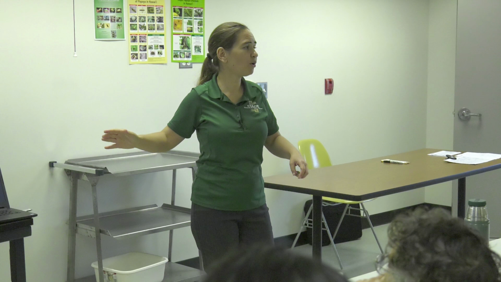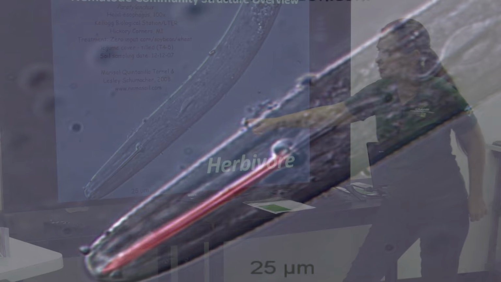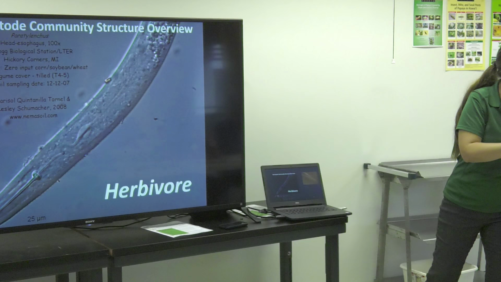Okay, nematodes that are herbivores have a sharp stylet, a mouth part that feeds. They insert this mouth part into the plant and then extract the plant juices. And when they make that injury, they make the plant vulnerable to disease.